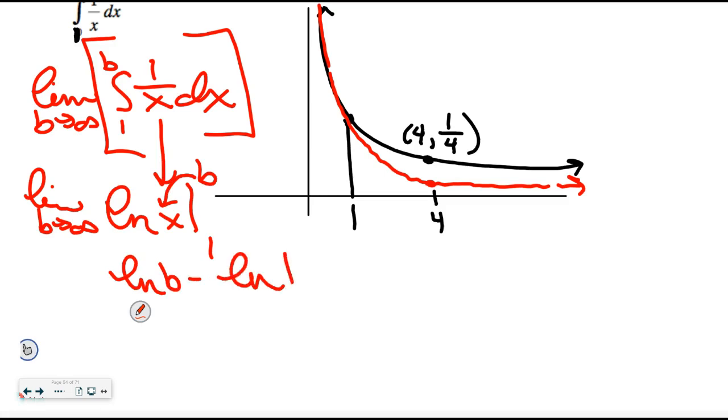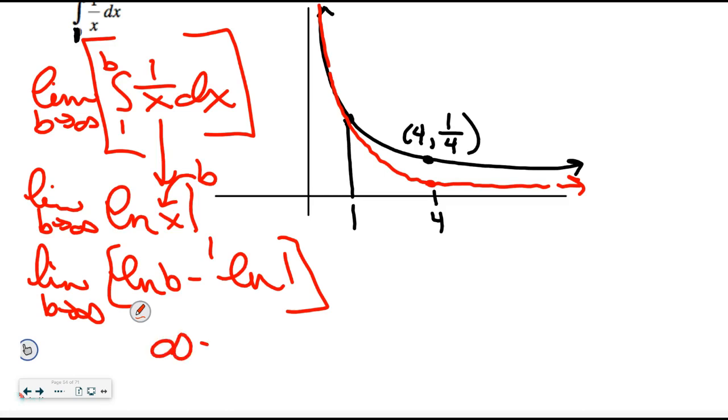Am I going too fast, Nora? You got it. I really want you guys to finish in class today. So this is going to be the limit as b approaches infinity. Now that you're done integrating and using your fundamental theorem of calculus, go to infinity. What is the natural log of b as b approaches infinity? Go ahead. Infinity. Yes. That's actually infinity minus, and what's the natural log of 1? Go ahead. Natural log of 1? 0. So this one is infinity.